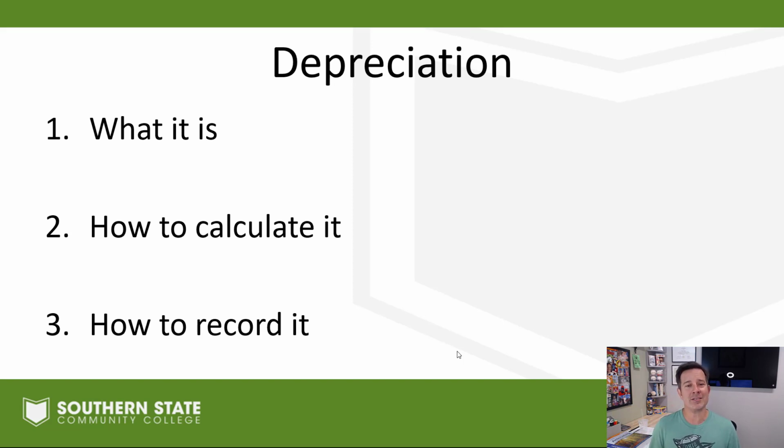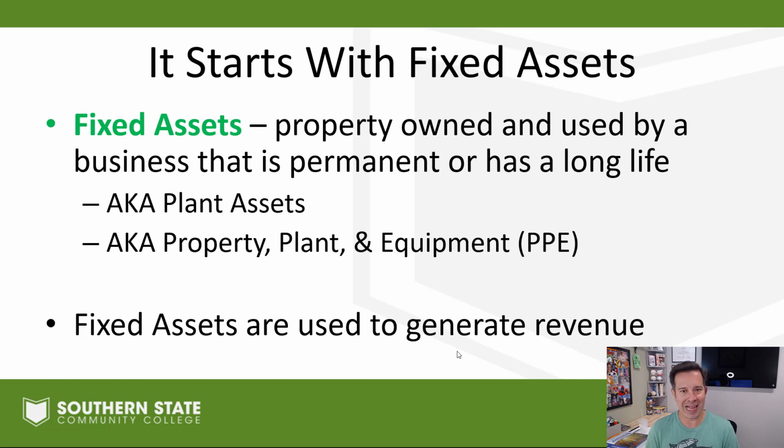It all begins, as we saw with Disney, a fixed asset. A fixed asset is simply property owned and used by a business that is permanent or has a long life exceeding 1 year. That's why in our example I showed you, the soda machine is a fixed asset, but the cup isn't. The cup is something that they're going to give to a customer. They're going to drink out of it one time and throw it away. That is not a permanent or long life. Soda machine, on the other hand, will sit there for 5, 7, 10 years and dispense Coke. That is a fixed asset.